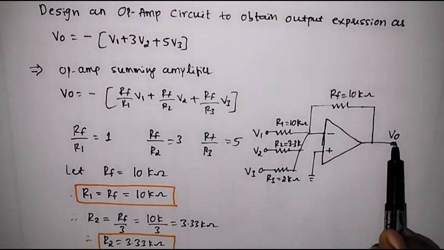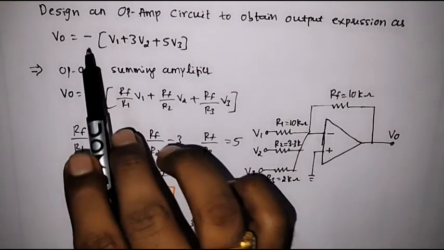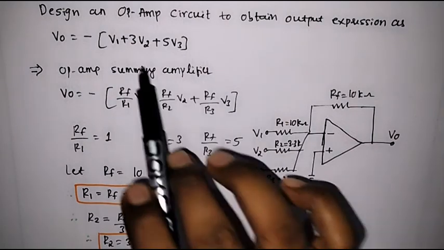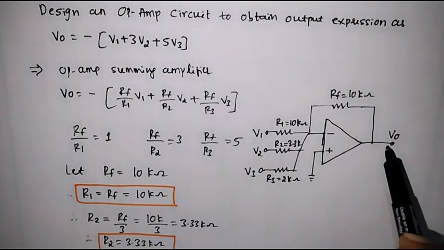So here the output voltage VO is equal to minus of V1 plus 3V2 plus 5V3.